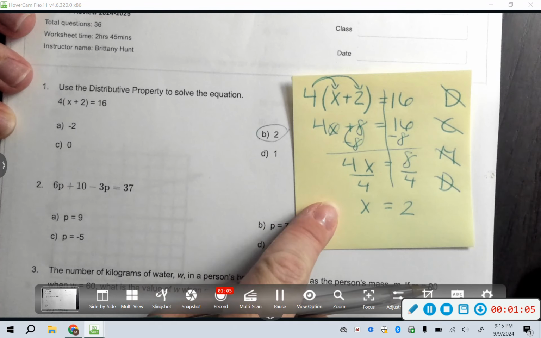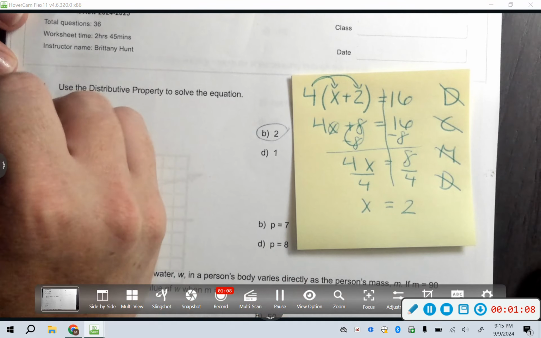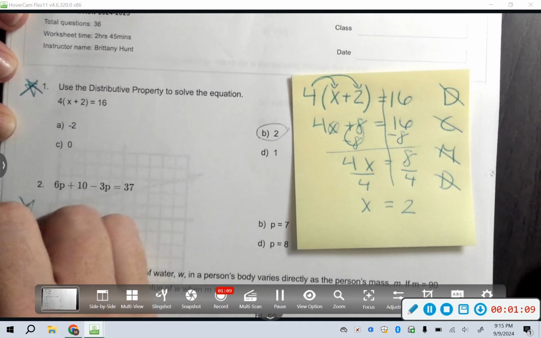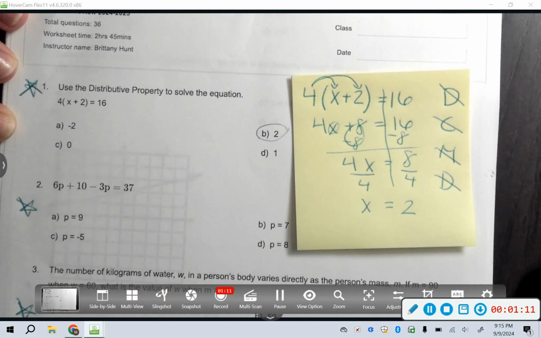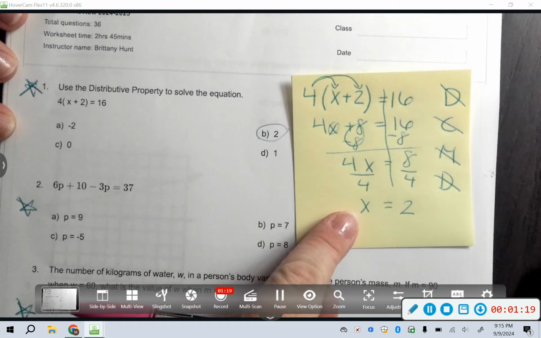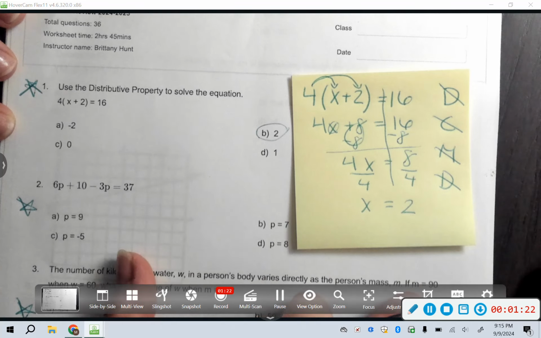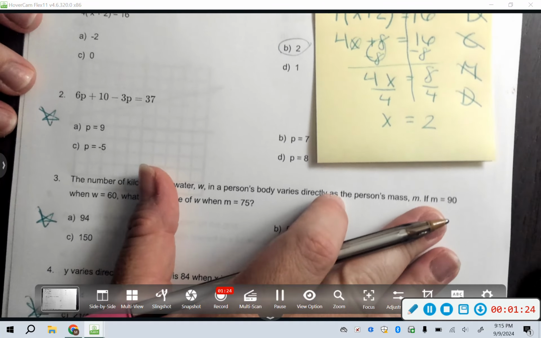Now, I know that you can do this one in the calculator, but number 1, 2, 3, 4, and 5. Problems like those are the ones that you have to show all work for to get full credit on your test. So that is how we're going to find number 1. Let's look at number 2.